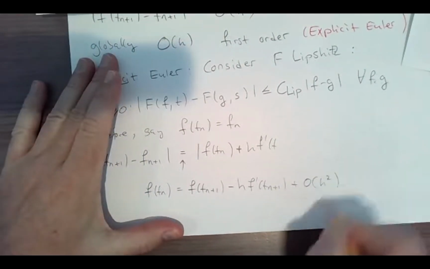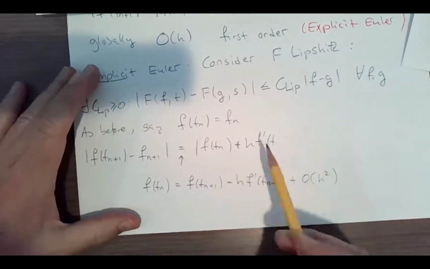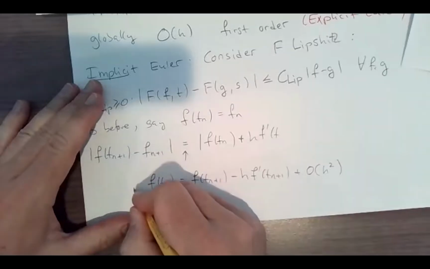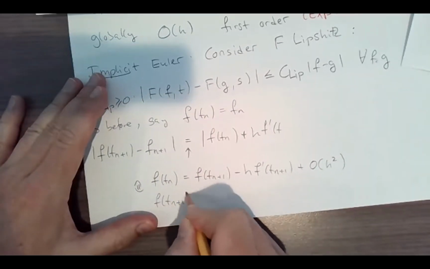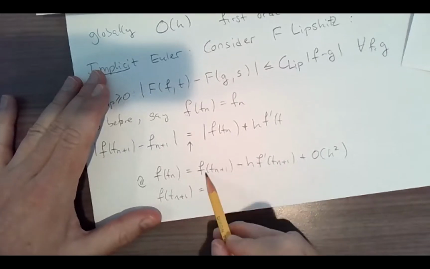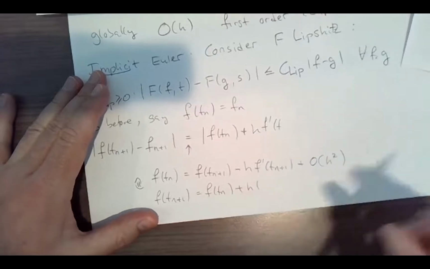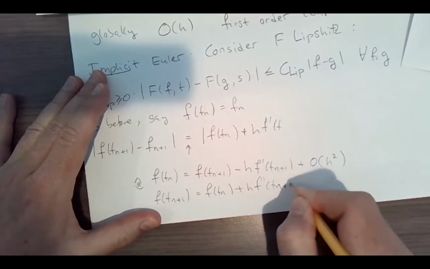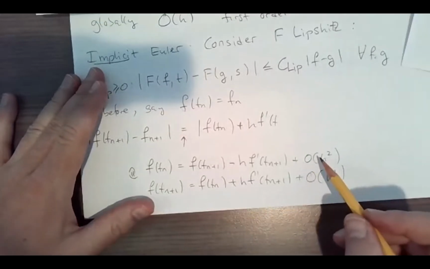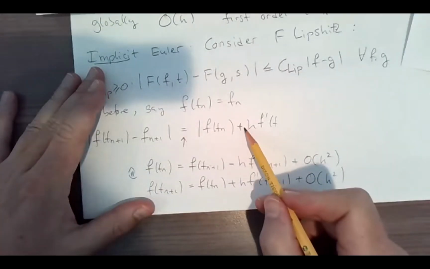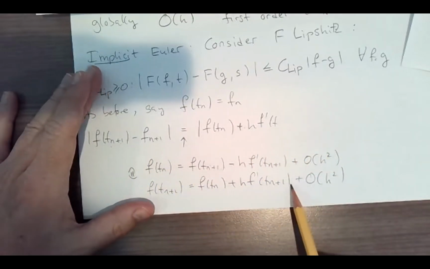Plus O of h squared. And so what would I get this time? I need f(t_{n+1}) to be, what is it equal to? It's equal to f(t_n) plus h f'(t_{n+1}) plus O of h. I don't have to change the sign here, this doesn't matter. So this is the thing I need to plug in here. So I want to express this one in terms of its Taylor approximation. Okay, so I can do that.